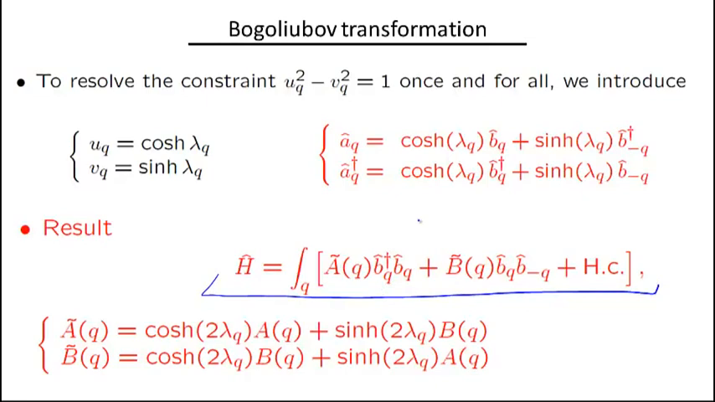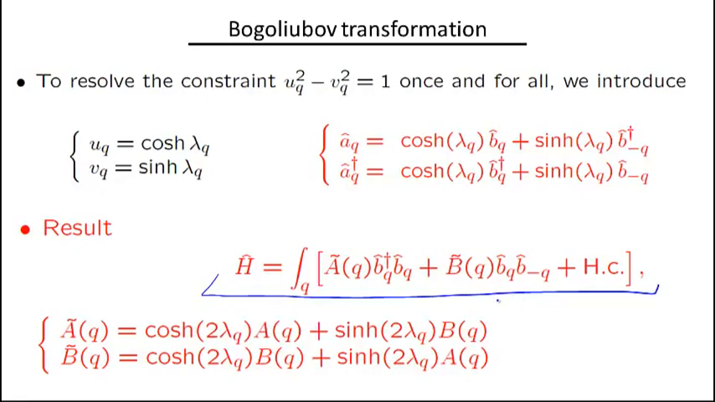And as you can see, it has pretty much the same form as we had before, just with some new coefficients, which I now call A tilde and B tilde. And here are the expressions for these coefficients involving hyperbolic cosines of 2 lambda and hyperbolic sines of 2 lambda. And these are the original coefficients in the Hamiltonian for A's.